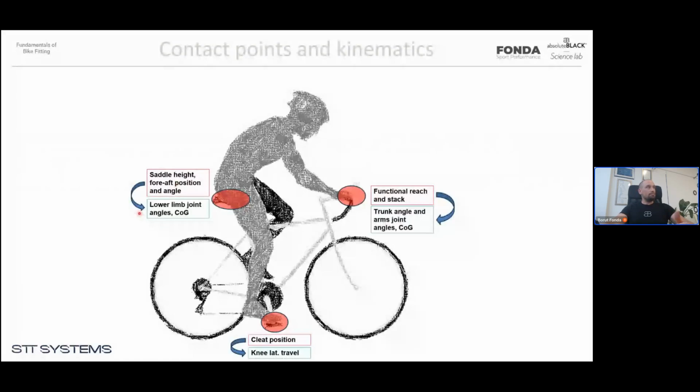So, for example, saddle height is going to affect the lower limb joint angles. Then we'll have the functional reach and stack, again affecting trunk angle, arm joint angles, and center of gravity. And cleat position will affect where the knee is going to travel in the lateral plane or in the frontal plane.